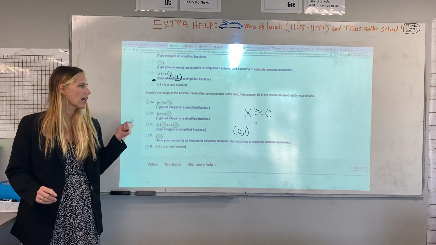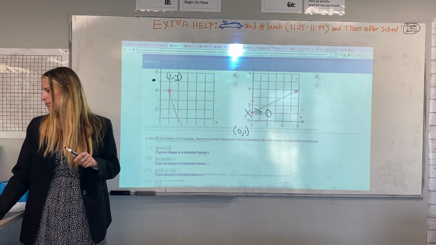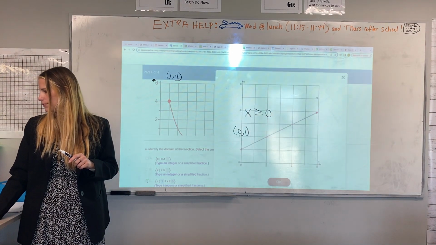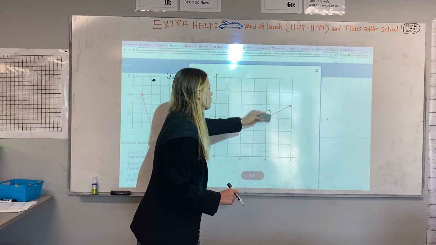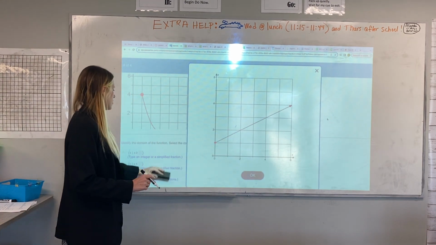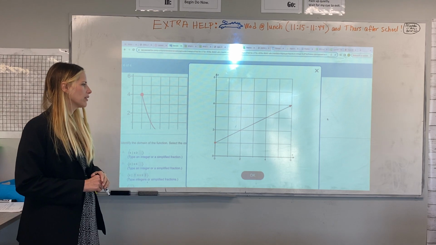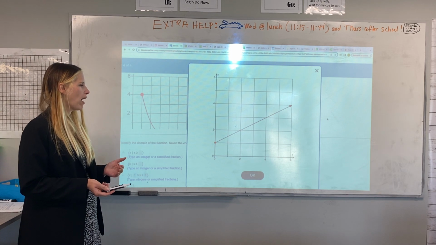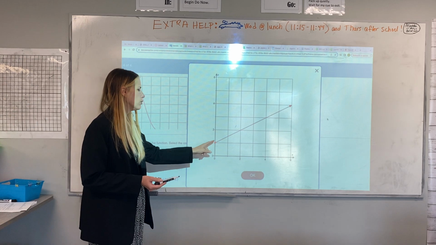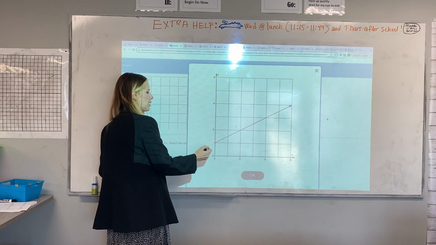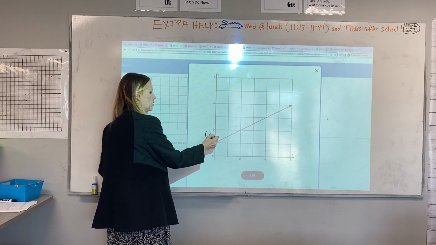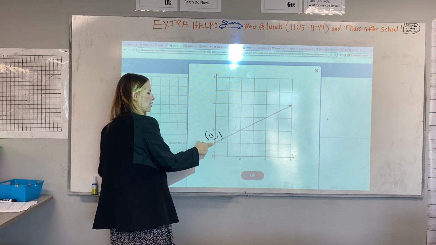Okay, so now they're asking for the range of the function. So I'm going to go back up to here, pop it out. Now we're looking for the range, which is our what values? Our y values. So we're looking for the y values, and our y value starts at what? It starts at 1, because again, our coordinate is 0, 1, 0 represents the x, 1 represents the y.